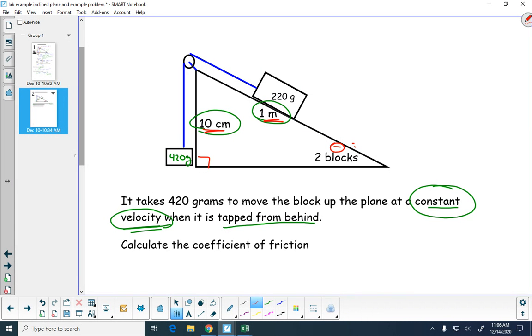Liam? Sine. The sine of theta is equal to, well, we have 10 centimeters over 1 meter. But we have a problem with that because we have different units. So we can take a look at 1 meter is equal to, hopefully, 100 centimeters. We could take the inverse sine of 10 divided by 100 and calculate this angle.